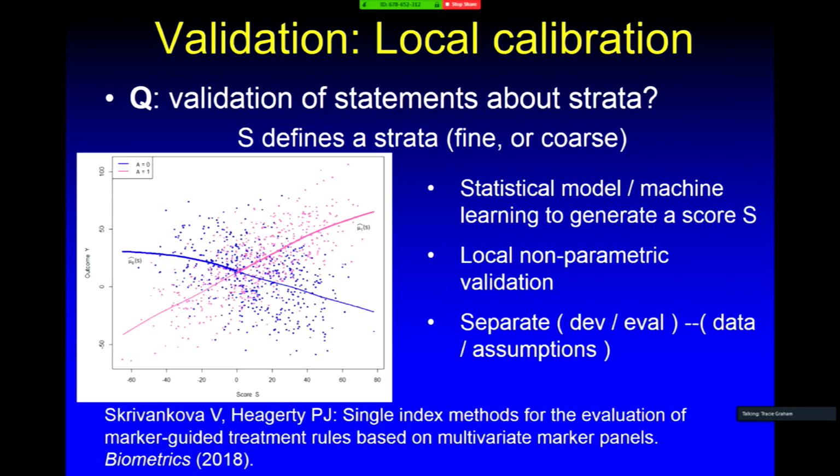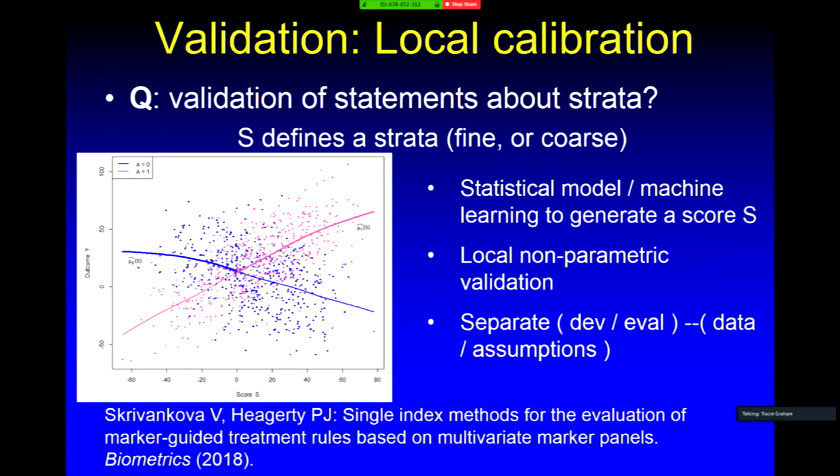We have to emphasize separate development and evaluation data, and I think separate development and evaluation assumptions. I'm happy enough to generate a score by adding together, quite simply, multiple markers. I let that assumption go when I move to validation and look at that generated measure and its relationship to outcome. So separating those two particular goals.